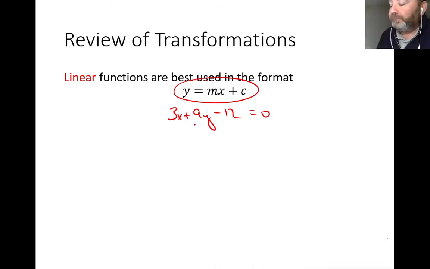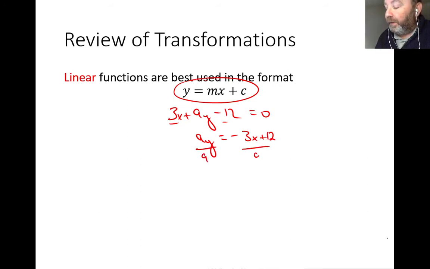Now let's do that. In other words, we're going to eliminate 3x and minus 12 by taking away 3x and adding 12, and we do that to both sides. So we get 9y is equal to minus 3x plus 12. And then in order to get y on its own, we simply divide both sides by 9. That gives me y is equal to minus 3 over 9 x plus 12 over 9. Now they simplify. So y is equal to minus a third x plus 4.